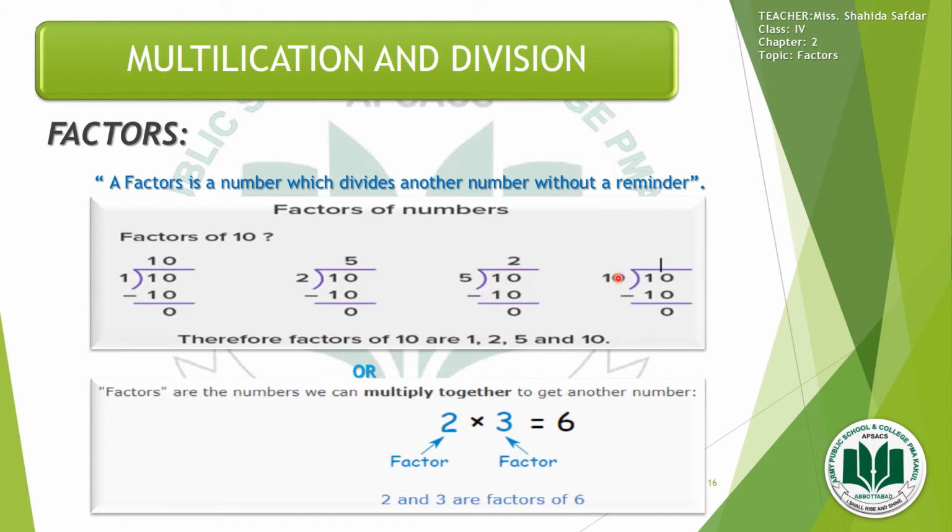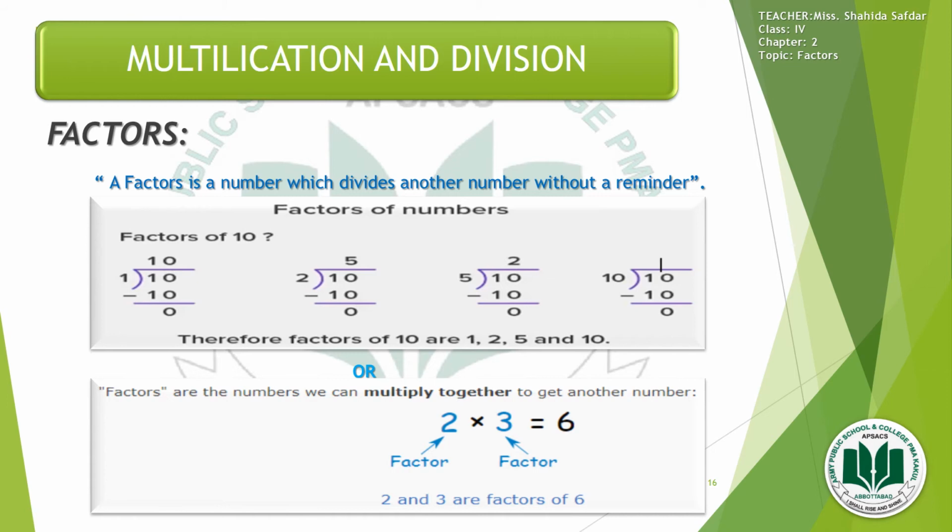And at the end, we divide 10 by 10. The remainder is again 0. So 10 is also a factor of 10. Therefore, factors of 10 are 1, 2, 5 and 10. Students, you should always remember that 1 is a factor of every number.